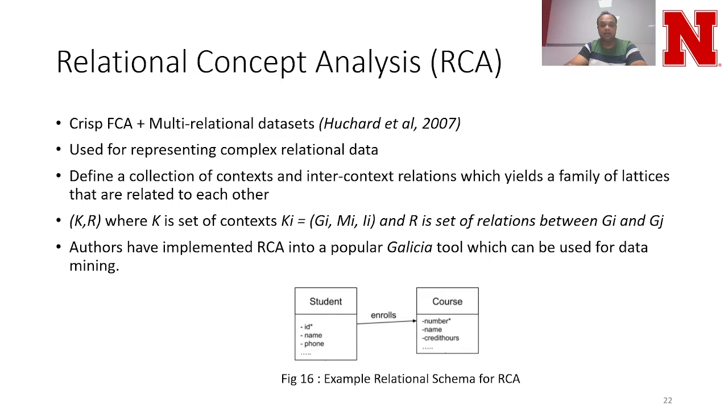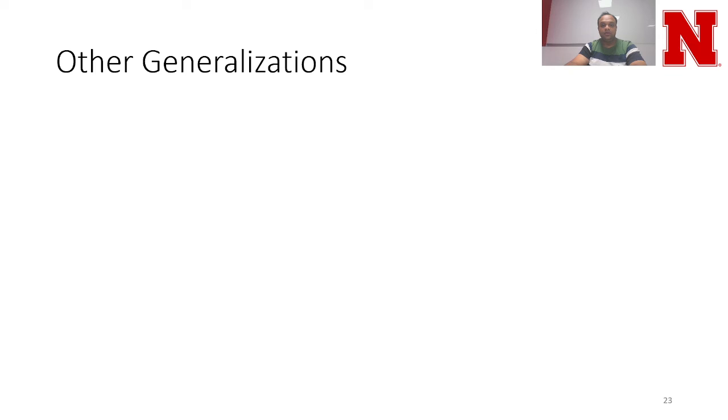Each of these attributes can be scaled, which means the student table here can be scaled as a relationship between ID and name, ID and phone, and so on. Each of these will be a context. Similarly with course, and then the relationship enrolls, which is between student ID and course number, also yields another context. So basically a family of contexts is there. And the authors have integrated this concept into the famous Galicia tool, which is very popular for data mining. So those were the important extensions.